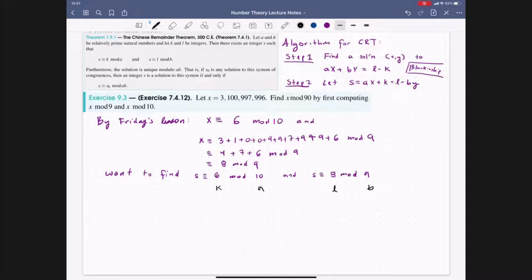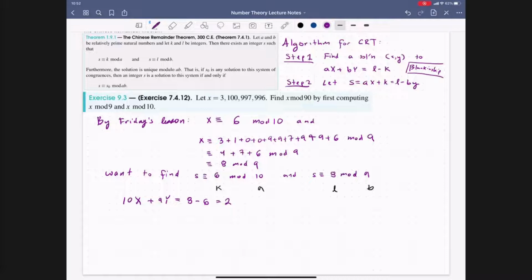We create our Diophantine equation. We're looking at the Diophantine equation 10x plus 9y is equal to L minus K. So in this case, 8 minus 6. And so here we have that this is going to be 2. And so we want to solve the Diophantine equation 10x plus 9y is equal to 2.